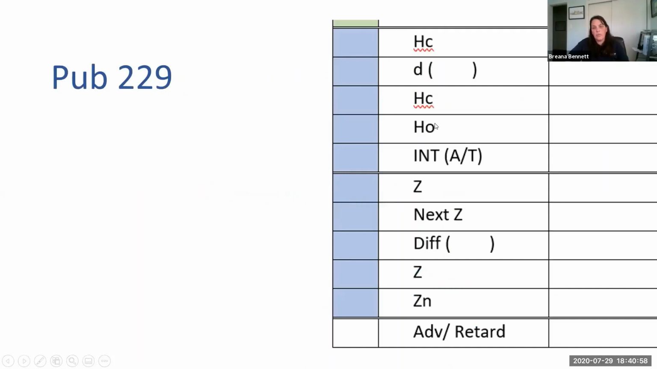The 2 things that we are getting from Pub 229 is HC, so that means it's the altitude calculated, and then Z and ZN. That's the azimuth of the body, kind of the bearing of the body.